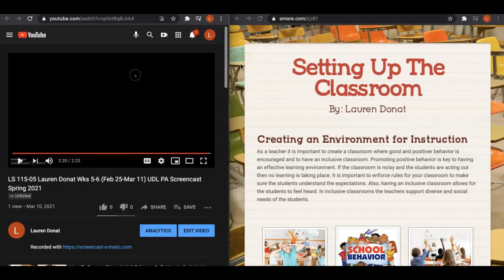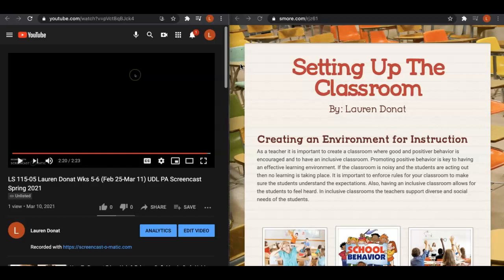So this is the second UDL assignment that I'm going to be presenting to you. For this assignment, we were just supposed to set up the classroom. When I started to set up the classroom, I was fond of the idea. Before you start teaching, it's important to create an environment, and that's what I wanted to do.